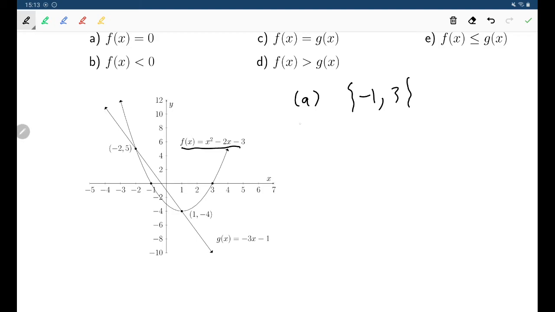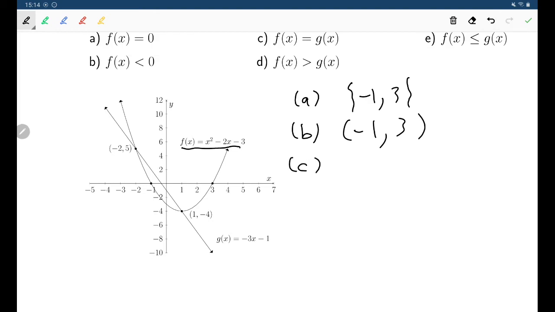For part B, solving for where is f of x less than 0, where is our parabola below the x-axis, that's an interval of values. It's all the values between the negative 1 and the 3, so I'm going to express this in interval notation. It's all the values from negative 1 up to 3, not including the negative 1, not including the 3, because that's where it's equal to 0, and we just want where it's less than 0.